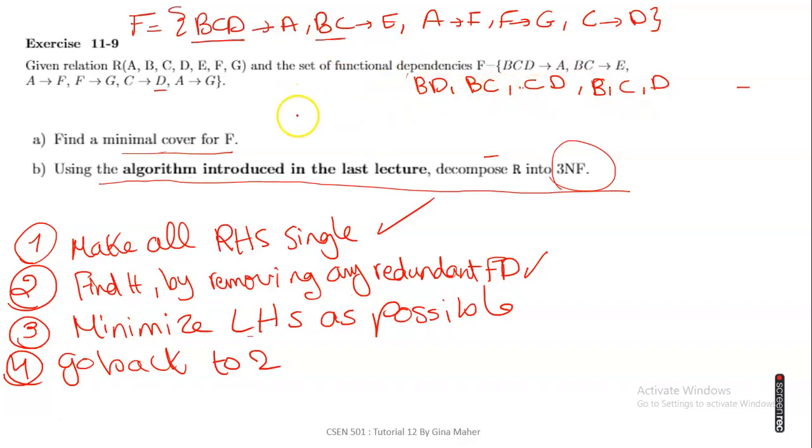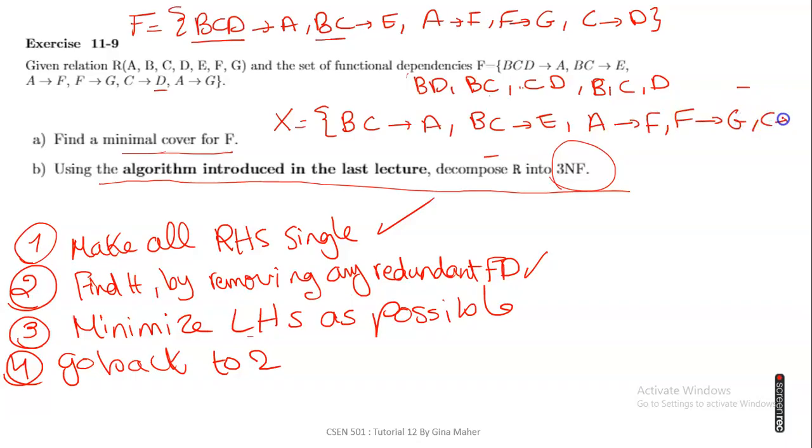Let's start with BC. So we are going to make a new relation called X, and instead of putting BCD implies A, we are going to put BC implies A. BC implies E, A implies F, F implies G, C implies D. Now, we are going to get the closure of BC from F.